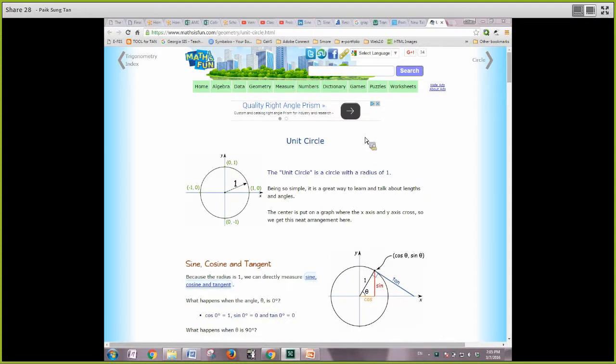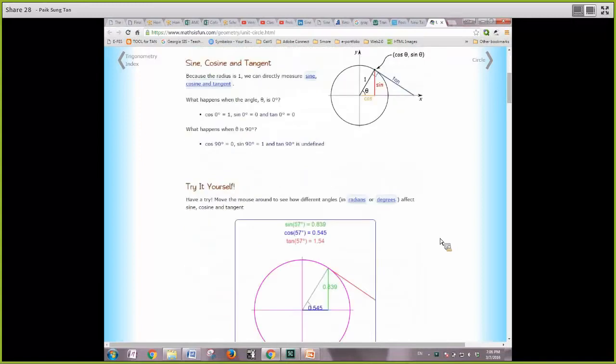So here's a unit circle. The unit circle is a circle with a radius of 1. Being so simple, it is a great way to learn and talk about lengths and angles. It's used in trigonometry a lot, and the circle is put on a graph where the x and y axis cross. So it starts with the origin. So we get this neat arrangement here. Because the radius is 1, we can directly measure the sine and cosine and tangent.